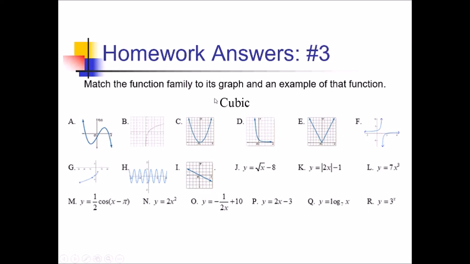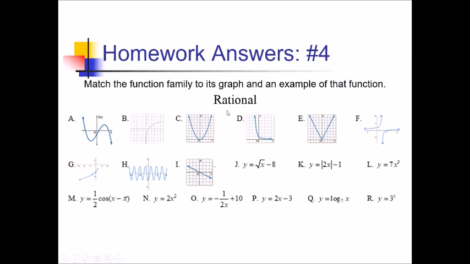For the graph of a cubic function, we're looking for the snake shape. So that would be this choice A right here. So that'll be our graph. And then for the function itself, we're looking for something with an x cubed. That's why it's a cubic, so x to the third. So y equals 7x cubed, choice L, will be our function.